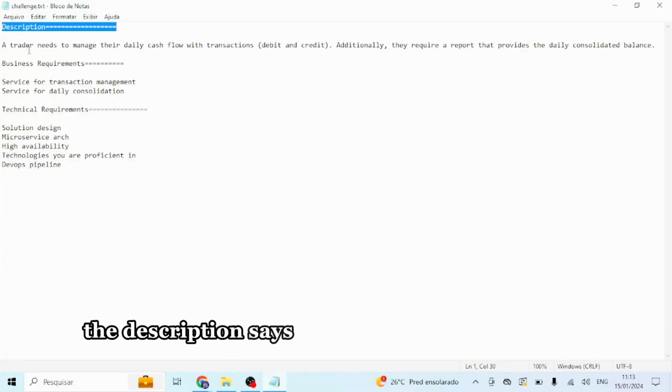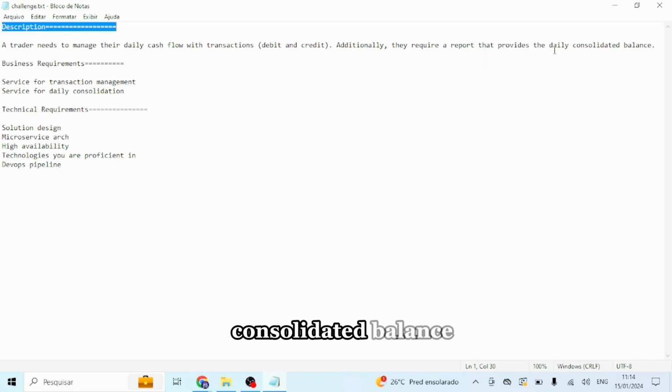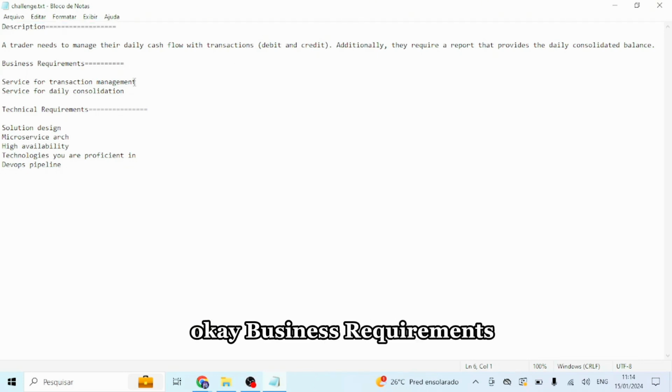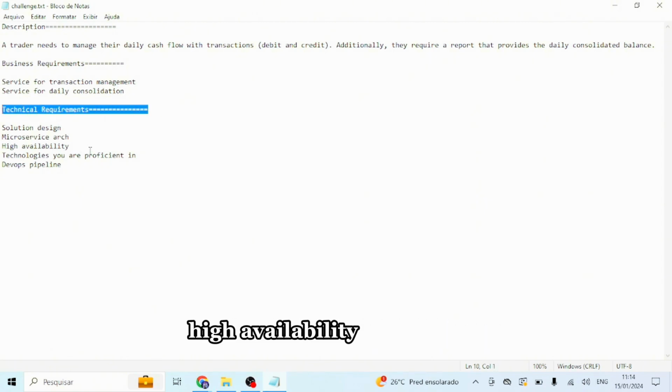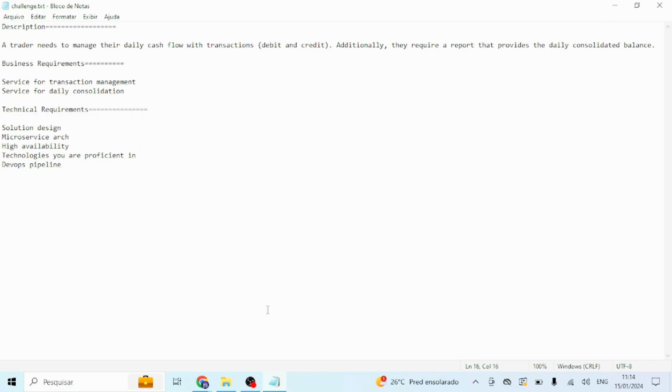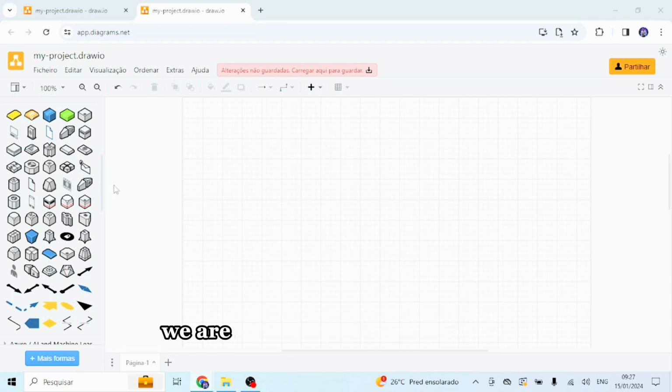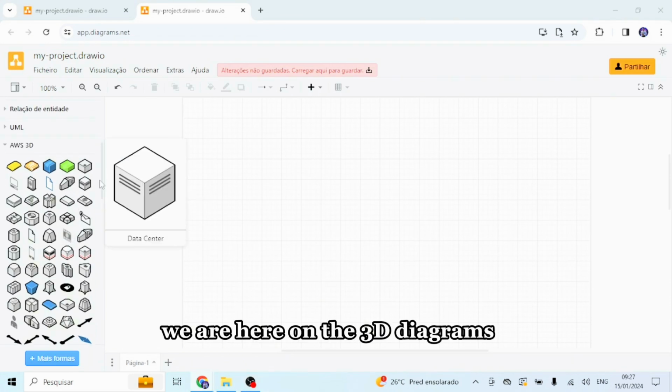Okay, there is the challenge. The description says that a trader needs to manage their daily cash flow with transactions, debit and credit. Additionally, they require a report that provides the daily consolidated balance. Business requirements: service for transaction management, service for daily consolidation. Technical requirements: solution design, microservice architecture, high availability, technologies you are proficient in, DevOps pipeline. That's it. Okay guys, we are here on the 3D diagrams.